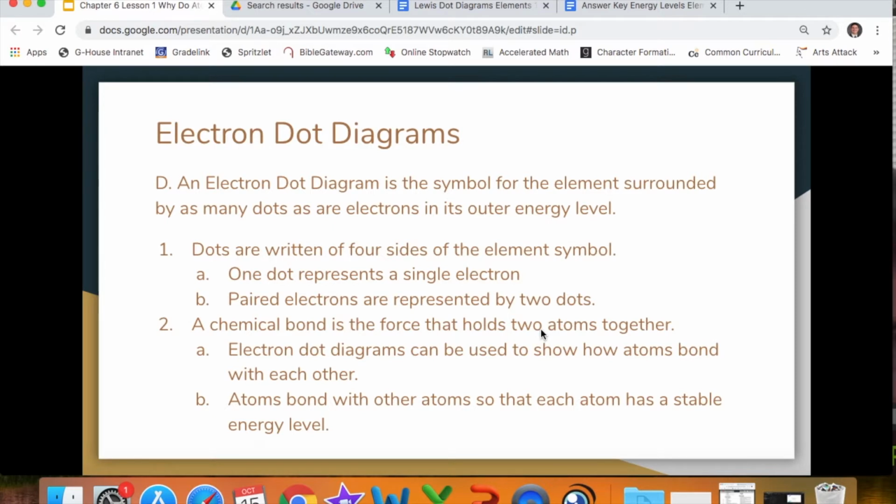Drawing pictures of the energy levels and electrons in them takes time, especially when a large number of electrons are present. If you want to see how atoms of one element will react, it's handy to have an easier way to represent the atoms and the electrons in their outer energy levels.